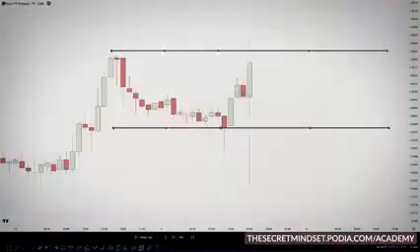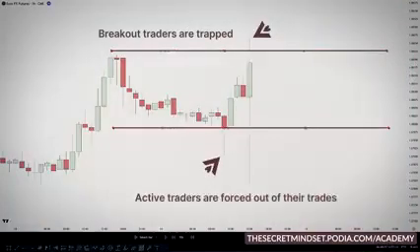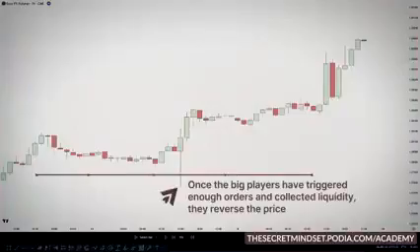Breakout traders also enter the market, thinking the move is real. At the same time, traders who had their stop losses set just beyond key levels get forced out of their trades. These traders think the market is breaking out of a range or continuing in a strong direction. And once the big players have triggered enough orders and collected liquidity, they reverse the price.